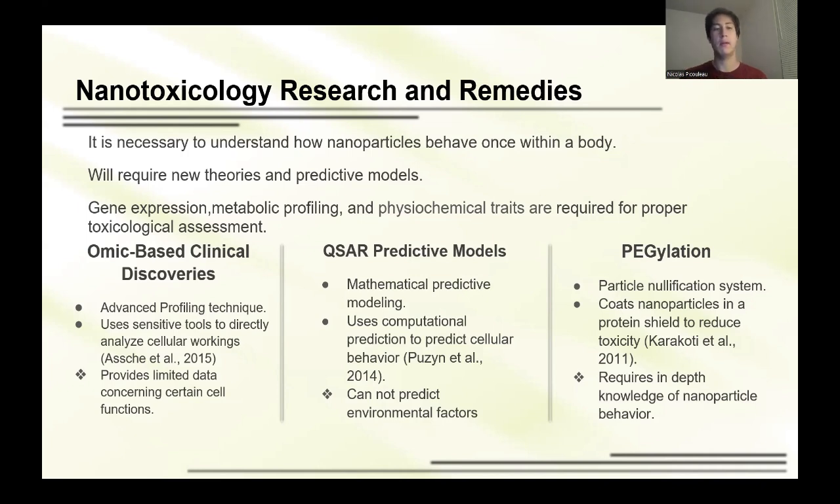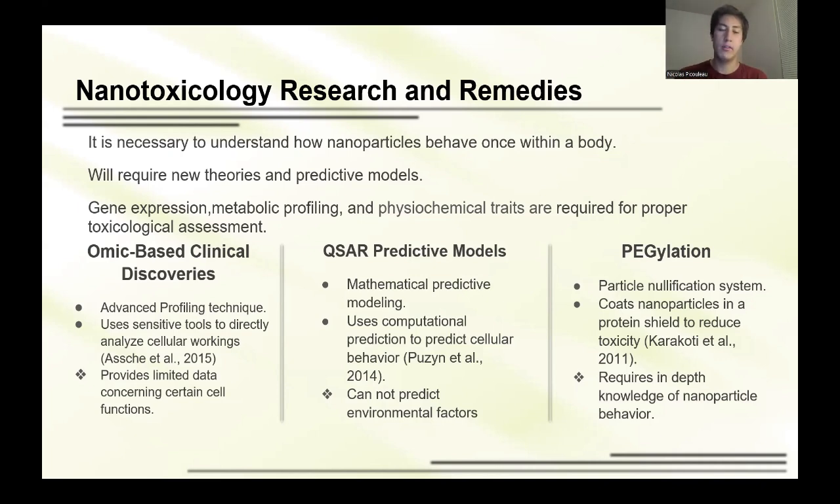There are some downsides to omic-based clinical discoveries. Omic-based clinical discoveries provide limited data into the complex behavior of certain cellular pathways and biological activities within a cell. That's to say that omic-based discoveries, despite being very sensitive to very minuscule readings, are not sensitive enough to determine very small biological activity within a cell. Omic-based clinical discoveries, however, do take into account the environmental factors which determine nanoparticle toxicity.